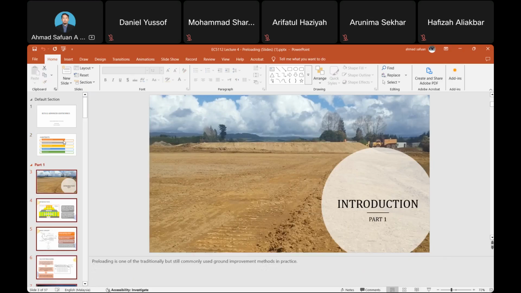Preloading is one of the traditional but still commonly used ground improvement methods in practice. Especially when we deal with soft soil conditions, preloading is considered an effective method.